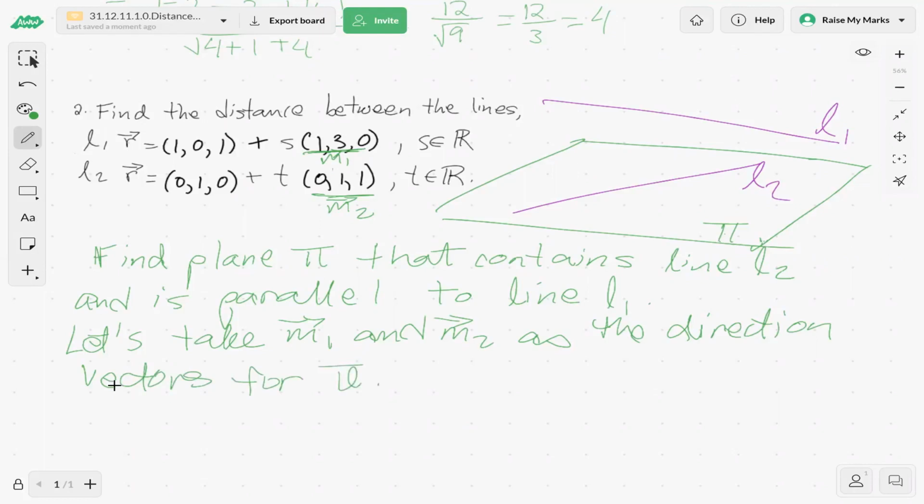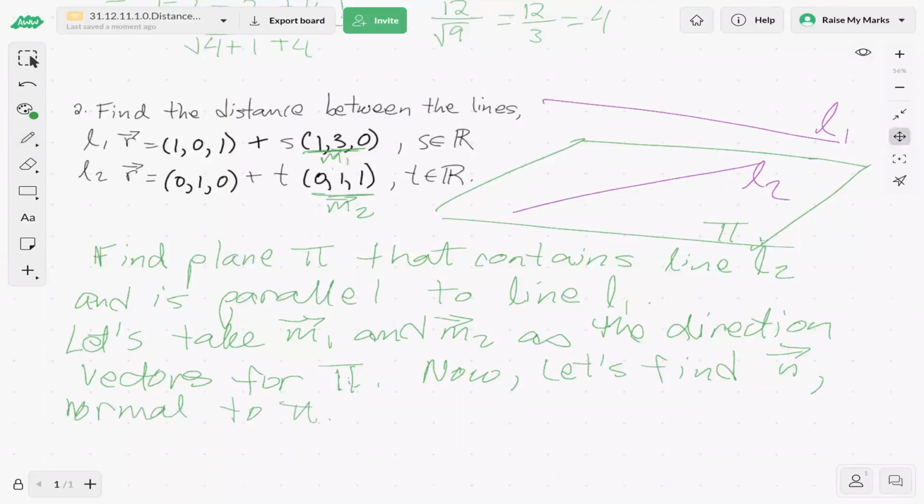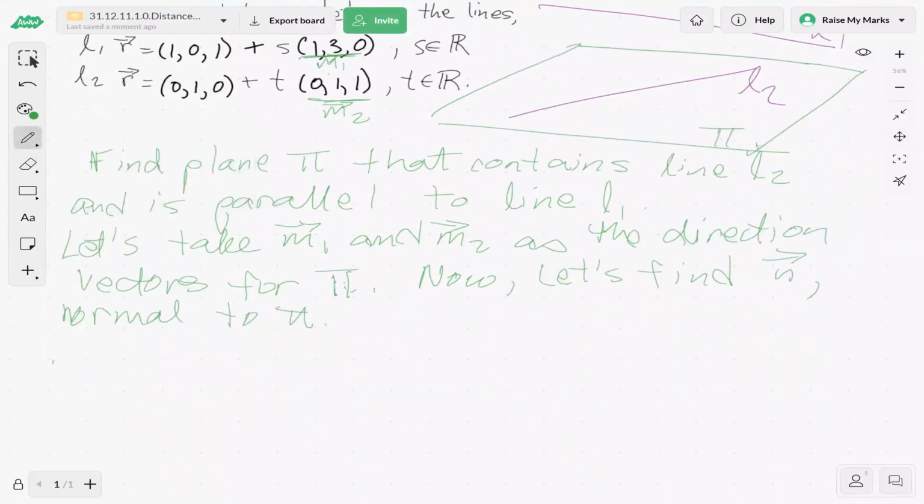Now let's find n, the normal to pi. All right, let's do this. How do we find the normal? The normal is the cross product of our two vectors, M1 and M2.